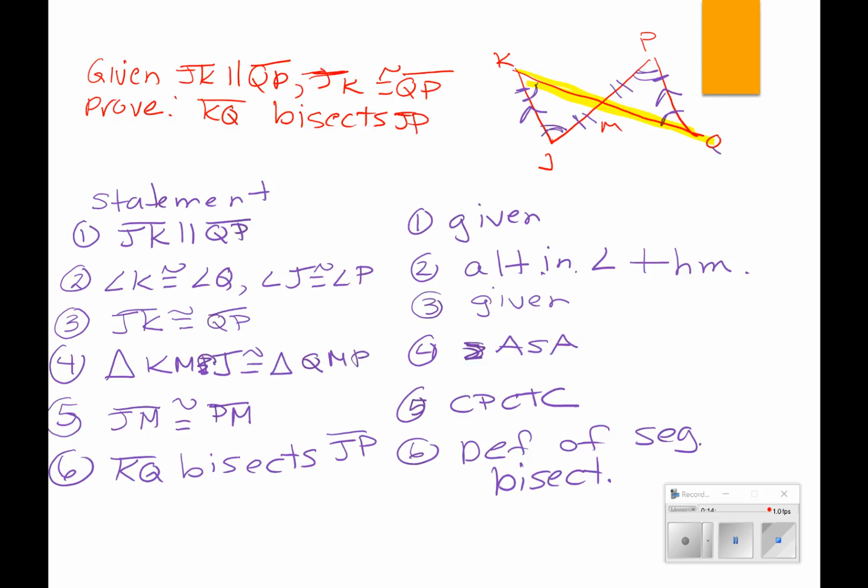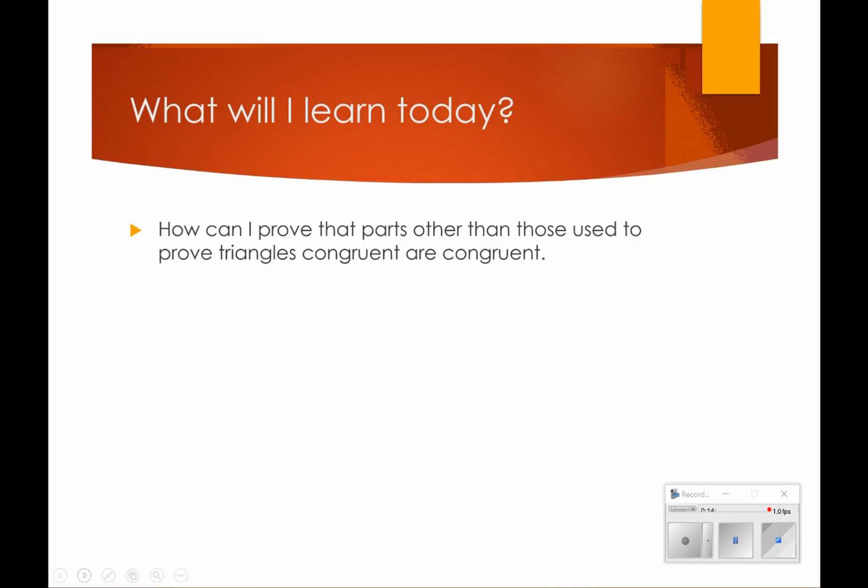All right, so we've used CPCTC to prove a couple different things today. So hopefully you can see that we can actually prove that things are congruent once we've proven that triangles are congruent. Have a great evening.